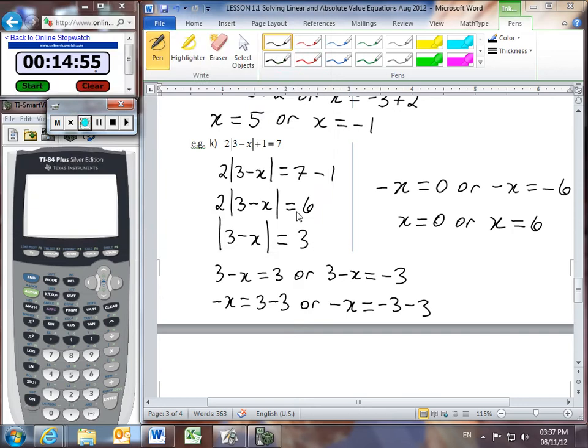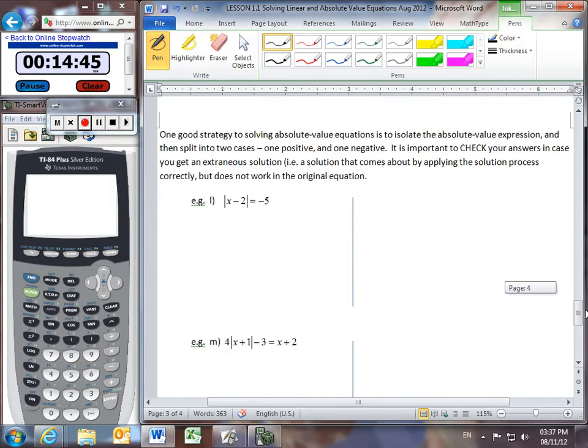Alright, now it's quite important that we check our work after solving an absolute value equation, because there are times that we could end up getting what's called an extraneous solution. So I'll demonstrate this with the next couple of examples.